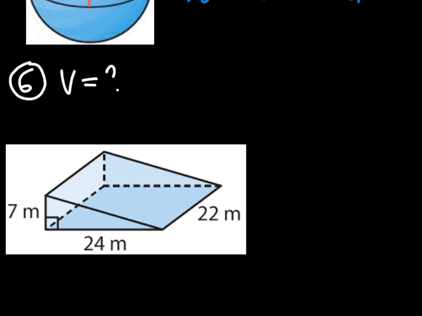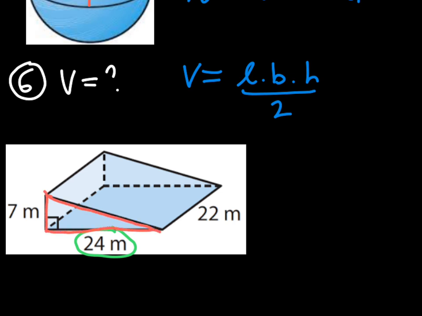Question 6 asks us to find the volume of this polygon. So we can clearly see that this is a triangular prism. So we can now have a look at our formula sheet to find the formula for the volume of a triangular prism. And we will see that the volume is equal to length times base times height all over 2. Now we need to have a look at our diagram to find each of these values. So the base refers to the base of the triangle, because remember, this is the triangle that we are talking about. So 24 is the base of that triangle.